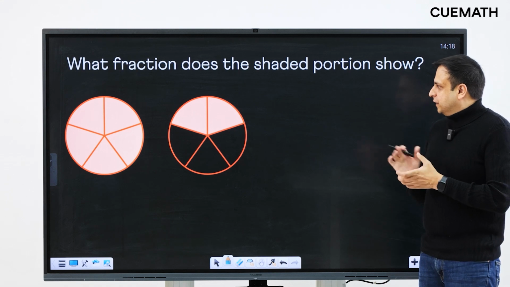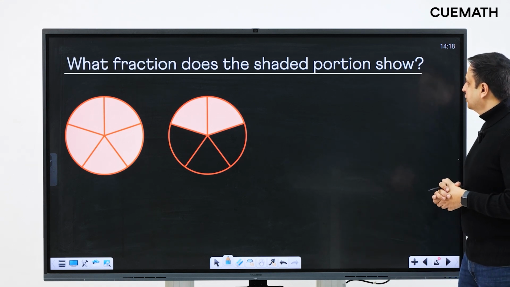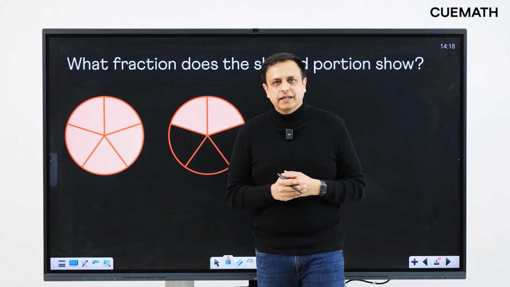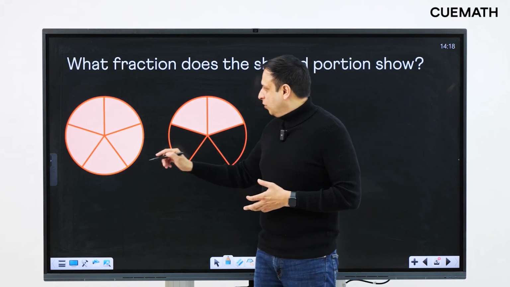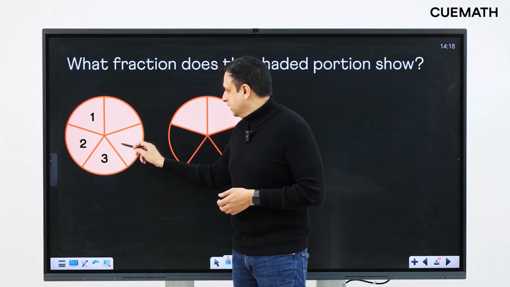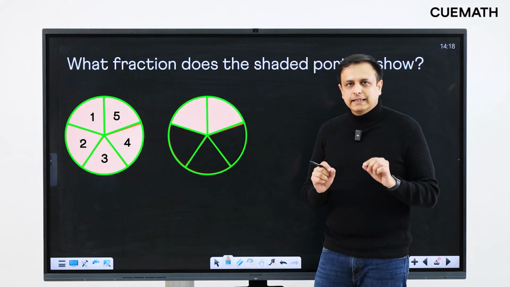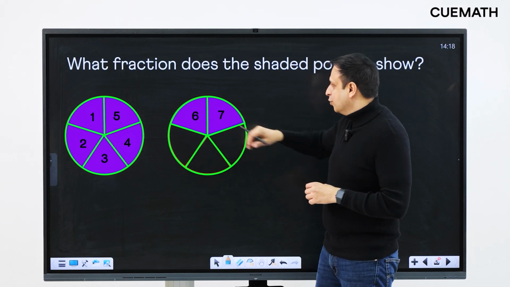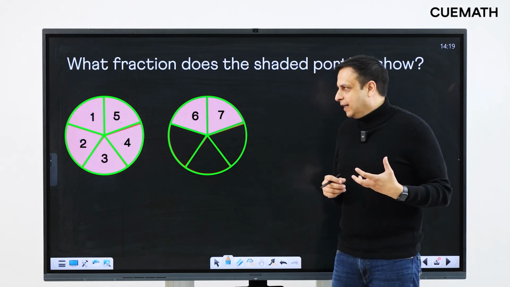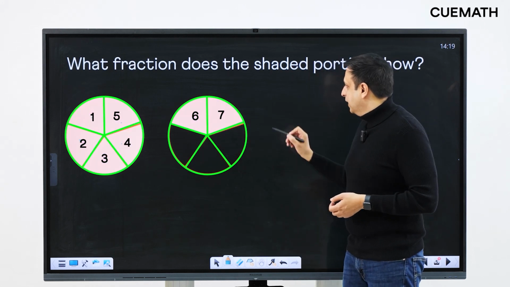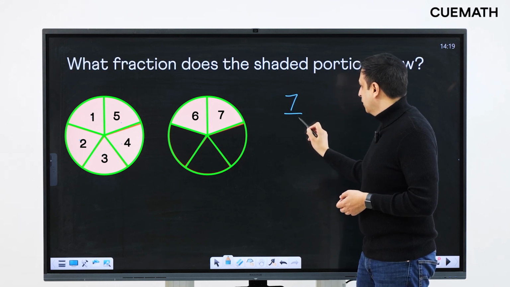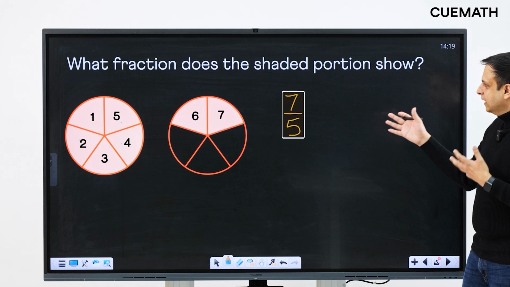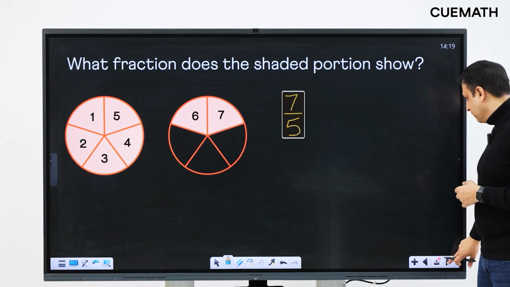Okay, we come to a question: what fraction does the shaded portion show? We have 2 circles, each circle represents a whole and each whole has been divided into 1, 2, 3, 4, 5 equal parts and 7 such parts are shaded, 5 in this whole and 2 in this whole. So 7 parts shaded and therefore this will represent the fraction 7 over 5, and this, as we can see, is an improper fraction. It's a fraction that is greater than 1.